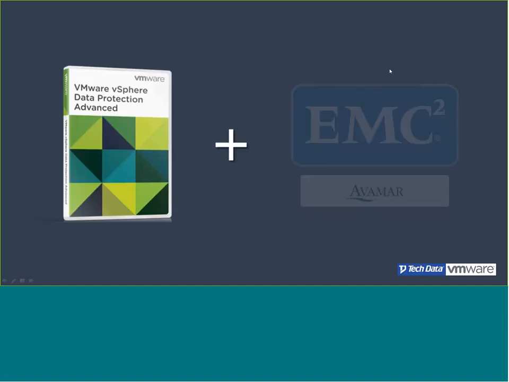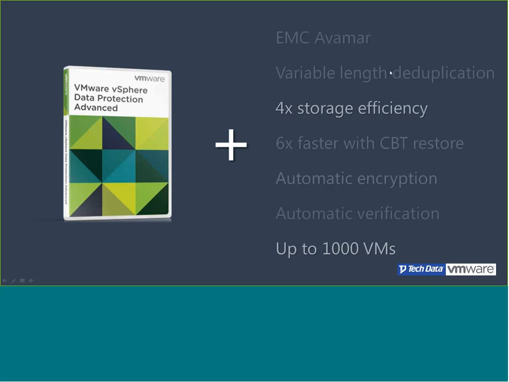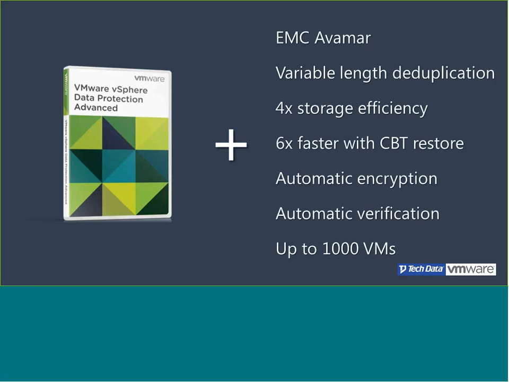Like we mentioned, the combination of EMC and their Avamar technology brings us variable length deduplication. That's 4 times more efficient, and it's faster, 6 times faster. Now, how? Well, we did something else that the other guys didn't, too: change block tracking on the restore side, as well as the backup side. It's fast recovery of only what you need recovered, no extra wasted time.